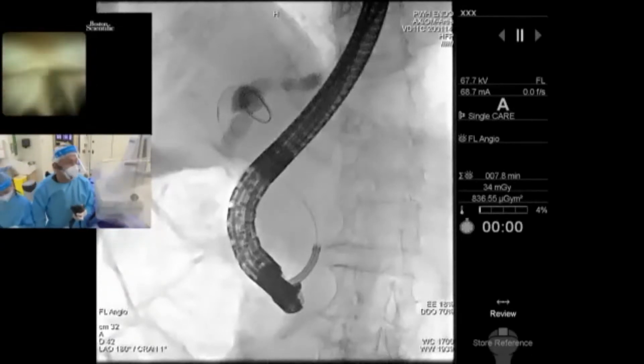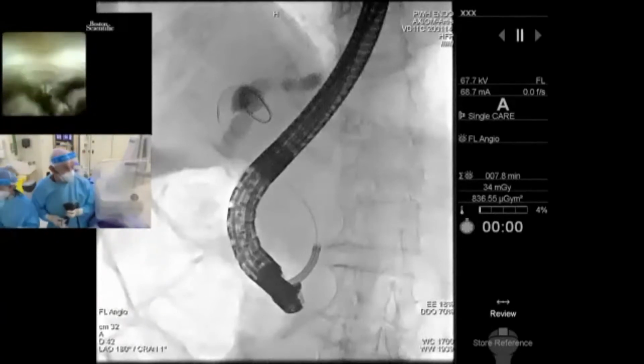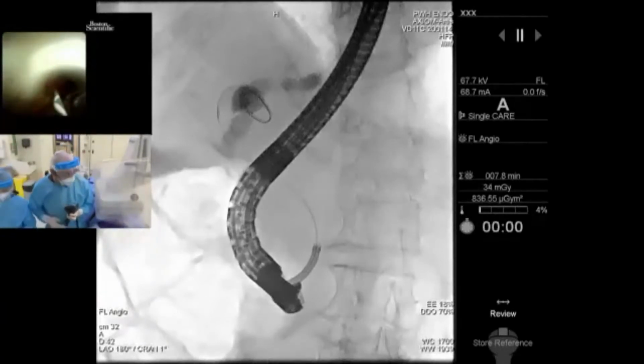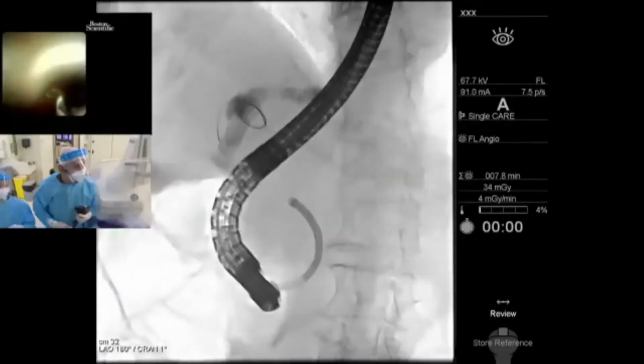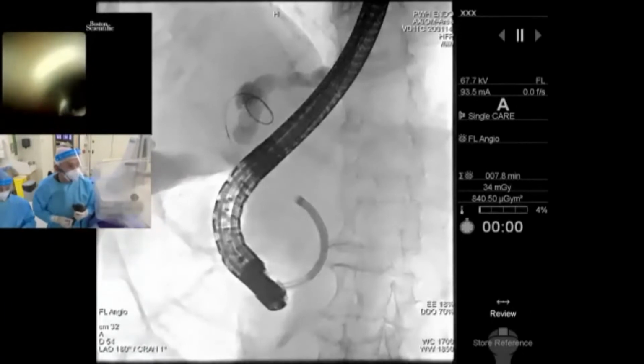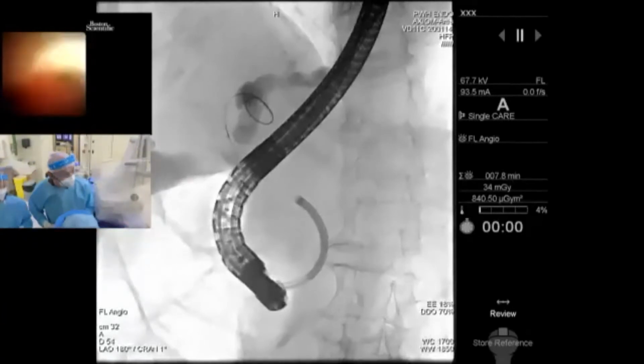So do you have the spyglass image now? Yeah, so it's quite clear. If they can make that bigger and the fluoro smaller, that would be good. Okay, can we turn on the suction?